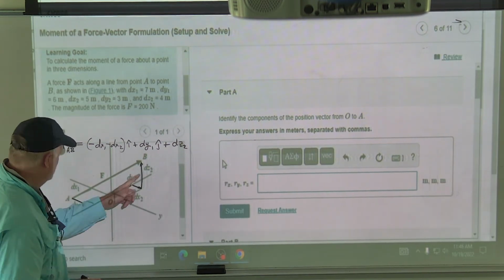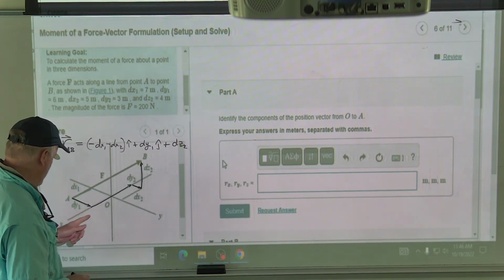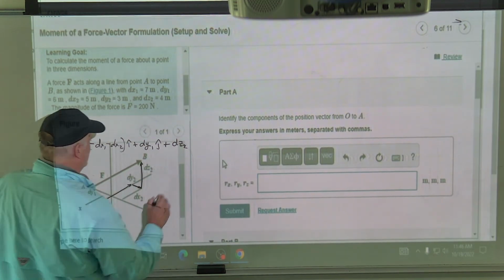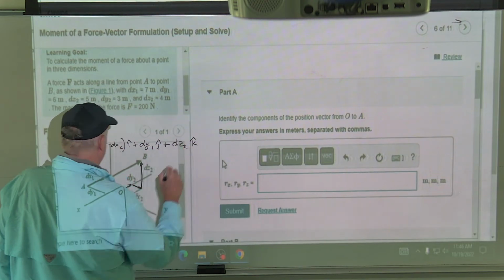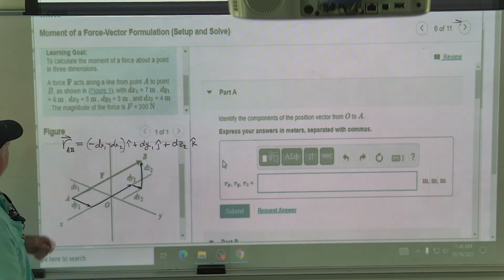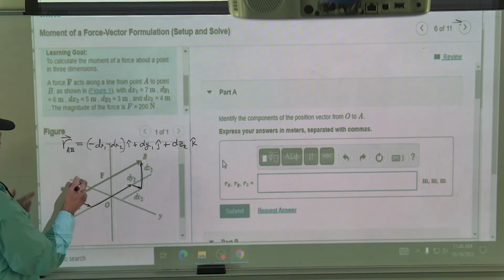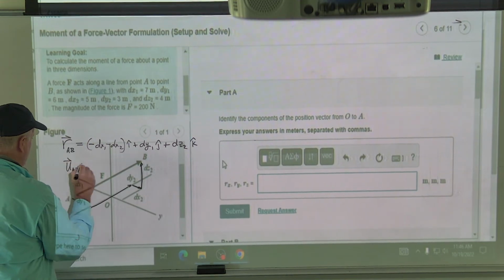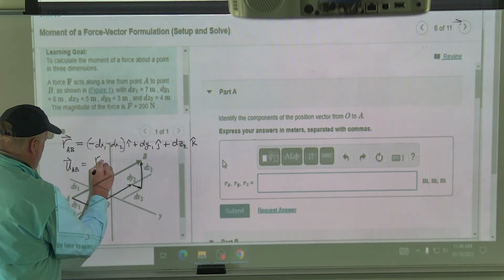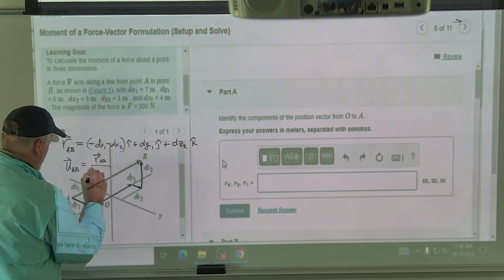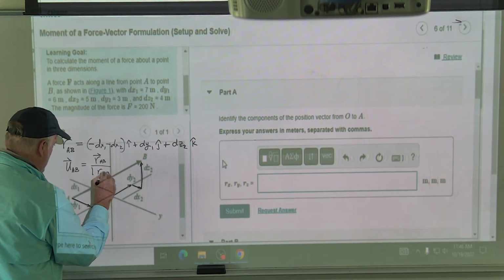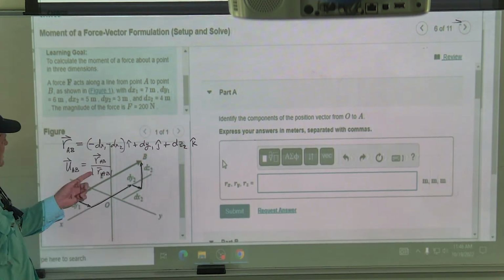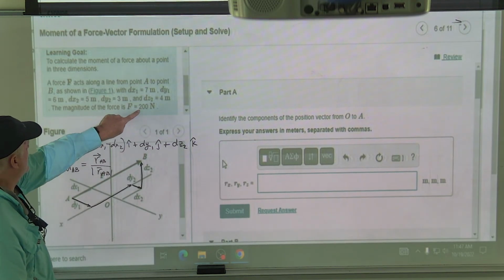I guess just because you have a dz2 doesn't mean you have to have a dz1. So once you have that, because the magnitude of the force is that, the next thing you do is create a unit normal by putting the RAB over its magnitude of RAB, and then you multiply it times 200.